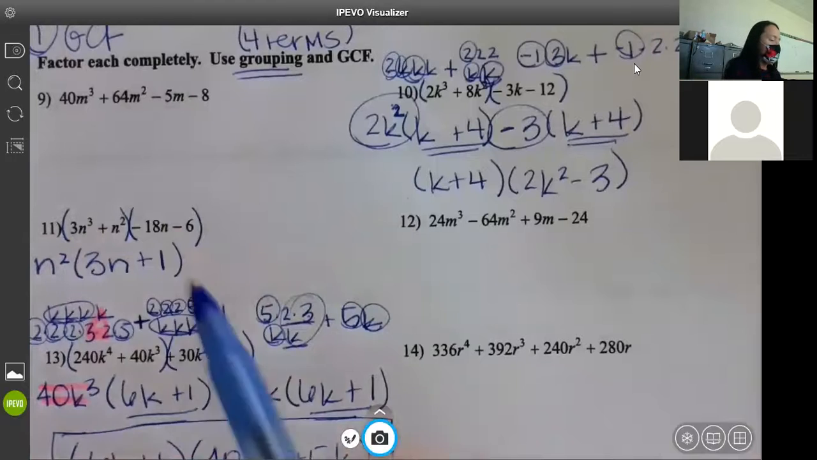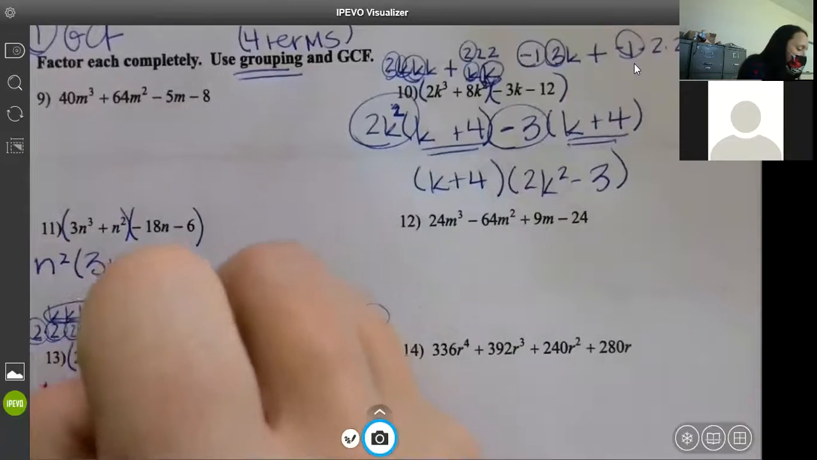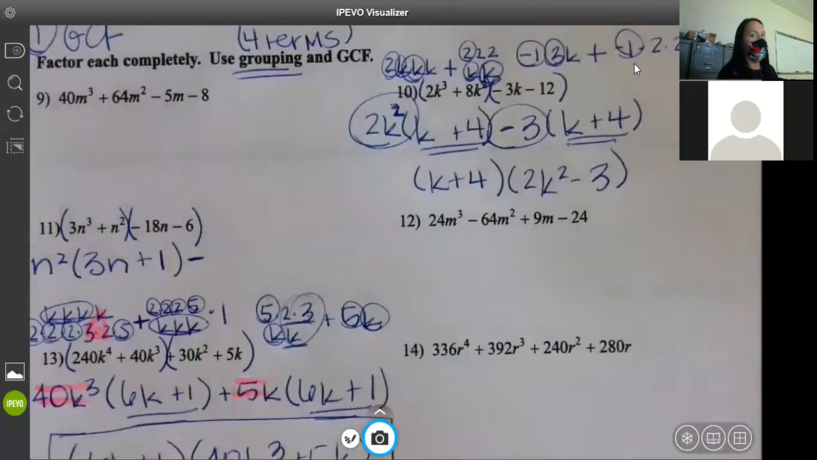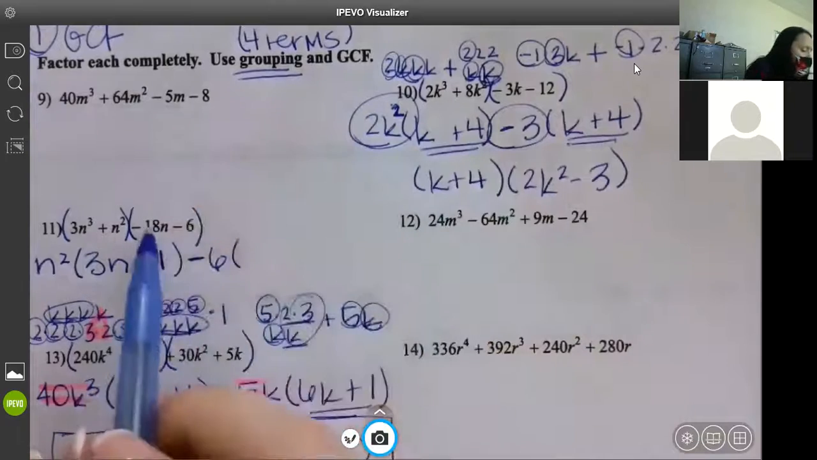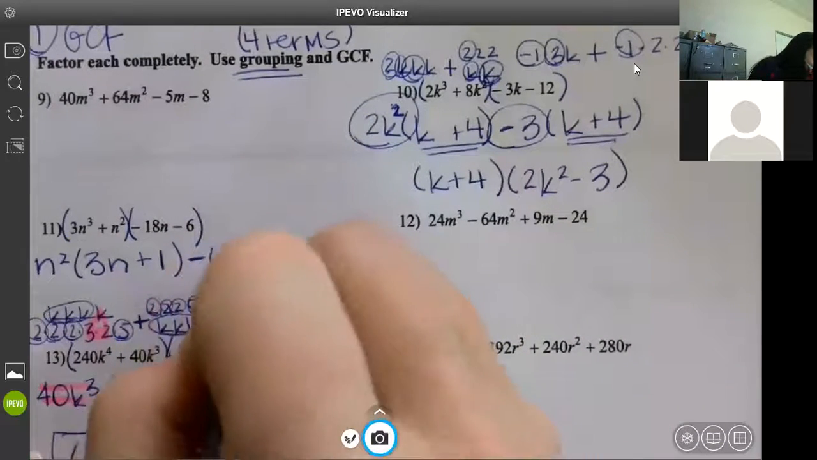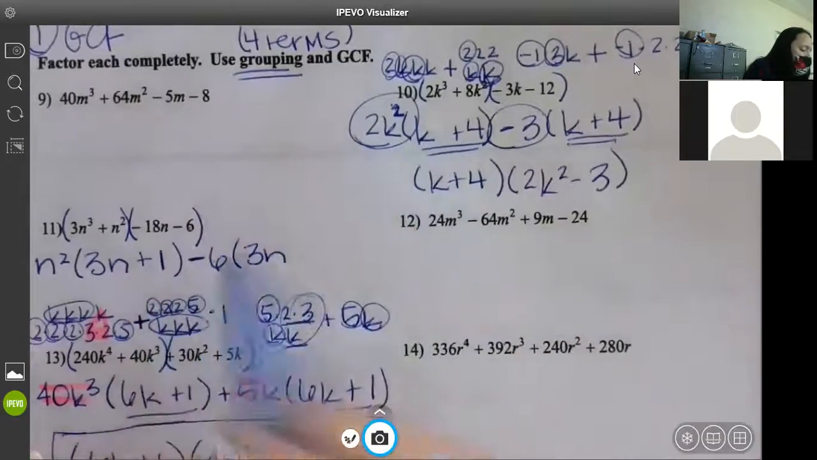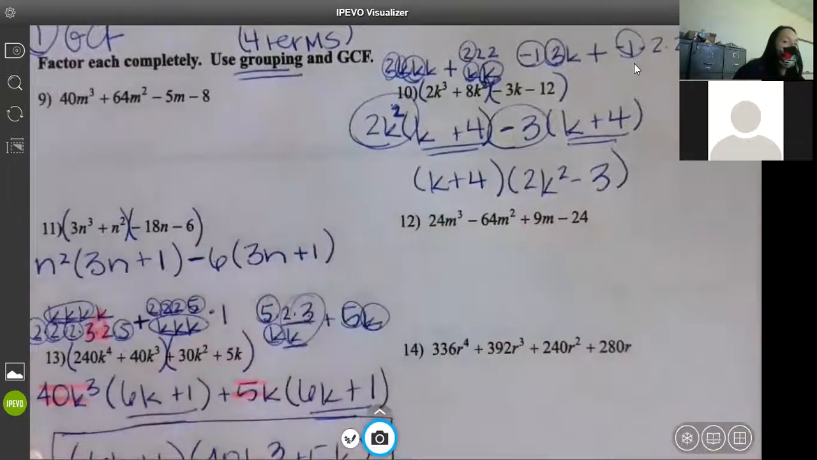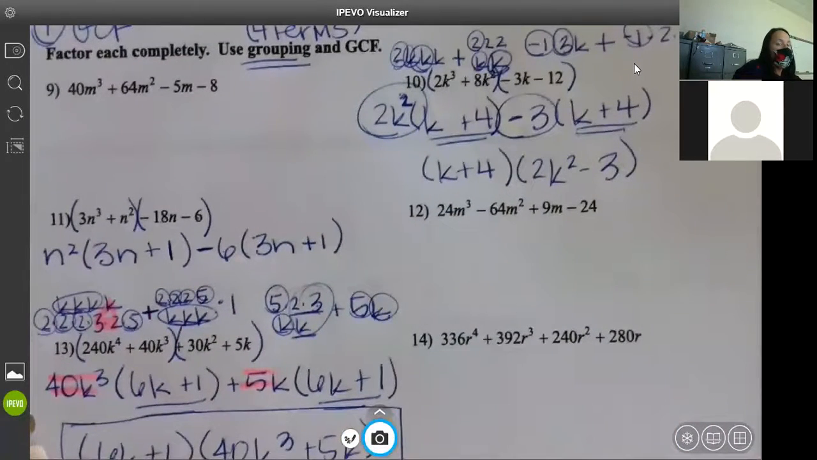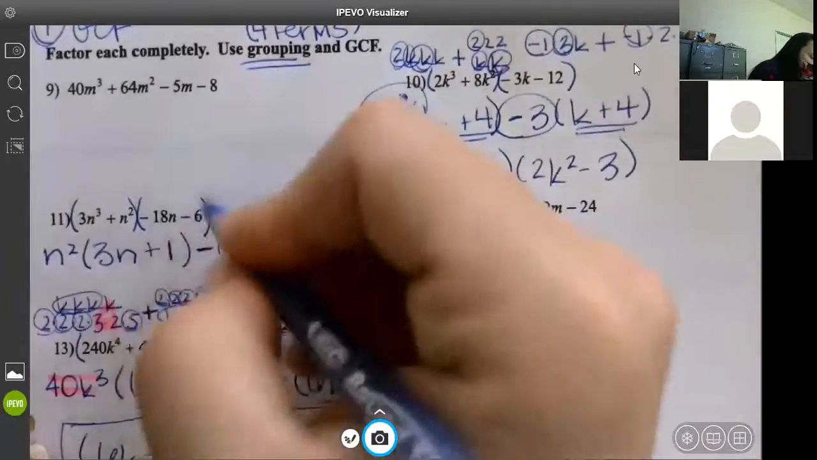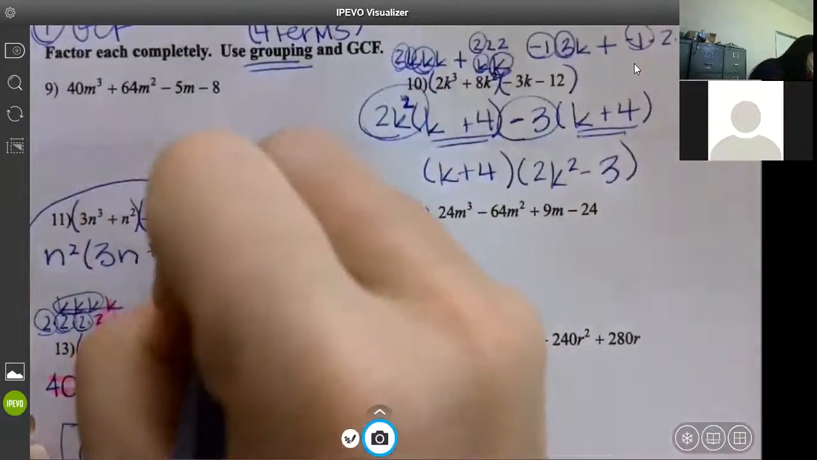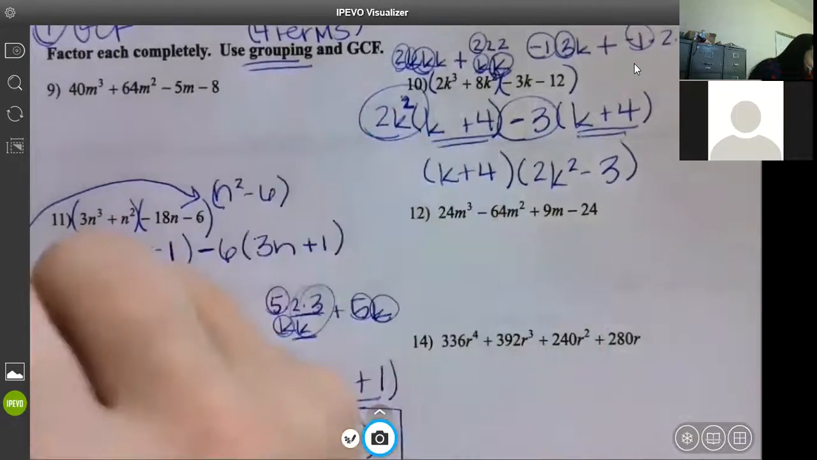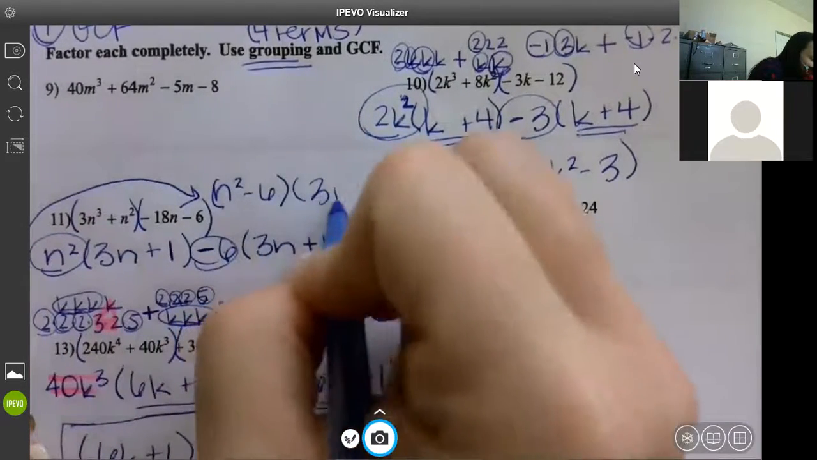If we look at the next one, negative 18 and negative 6, they both have a negative in common. What do 18 and 6 have in common? 6. So we're going to take out a negative 6. 18 divided by negative 6 is positive 3, and there was an n. Negative 6 divided by negative 6 is a positive 1. There's your two factors. I'm going to write them up here. Sorry, y'all. I'm not going to do number 9. N squared minus 6 is one of your factors, and 3n plus 1.